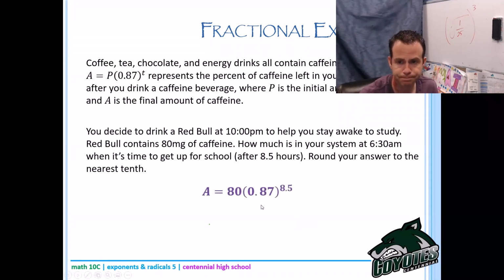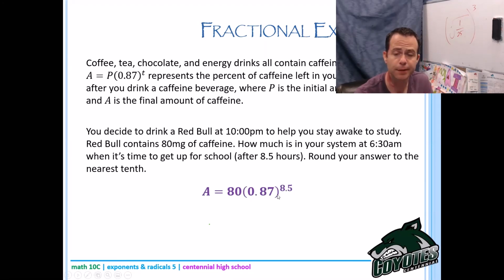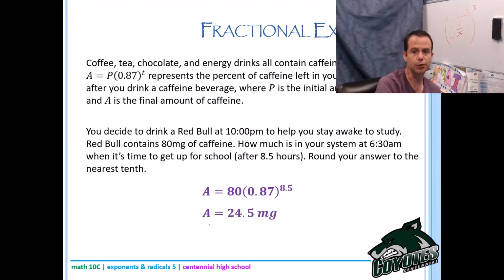So there's my P value, there's my T value. Plug this in my calculator, and I can just do this in one step. If you have a graphing calculator, just go 80 times 0.87 to the exponent of 8.5, and you're going to get that there's 24.5 milligrams of caffeine left in your system. I would also wager to guess that you did not get a good night's sleep that night. Too much caffeine running in your body.